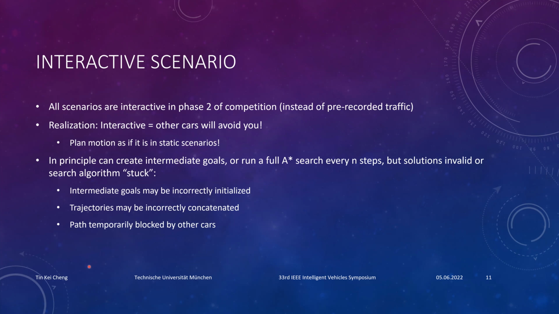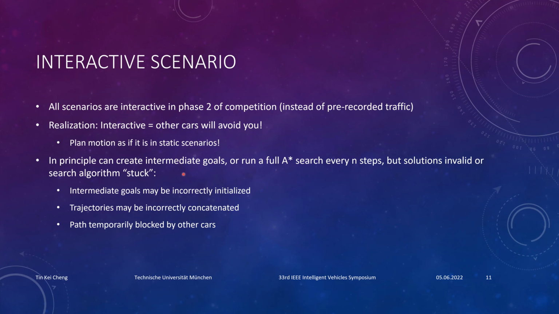Up till now, all the optimizations I've mentioned are for the static scenario, so the traffic is pre-recorded. In phase 2 of the competition, as we all know, all the scenarios are interactive, and I didn't have the time, and I was thinking of giving up. And then I realized that in an interactive scenario, the other cars will avoid you. So I just plan the motion as if it is a static scenario. I just plan a path at the very beginning, and I just follow the same path regardless of how the other traffic participants behave. And that is what I did in my final submission.